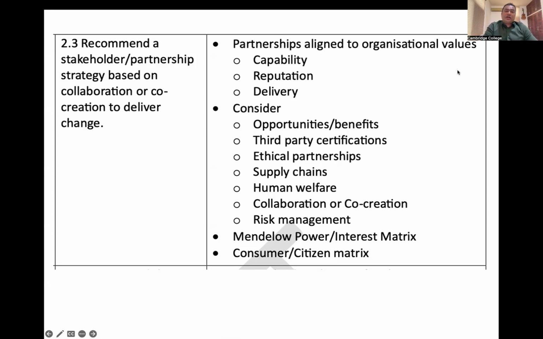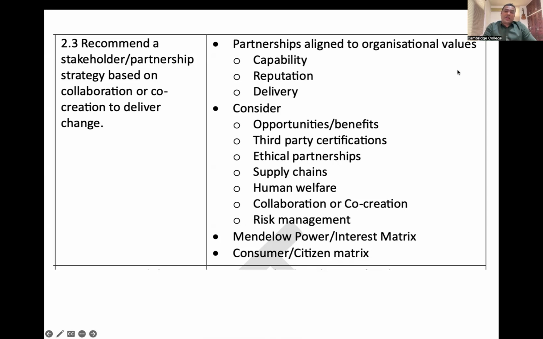So we're going to here look at how partnerships can help improve the sustainability efforts of the organization. And in particular, we are going to look at how it will enhance the capability, the reputation, and the delivery of the value proposition. Further, we are going to look at how opportunities can be exploited, how you can look at third-party certifications, ethical partnerships, look through how supply chains can add value to the company's ethical stance and sustainability stance. We're going to discuss concepts like human welfare, collaboration and co-creation, and finally discuss risk management.